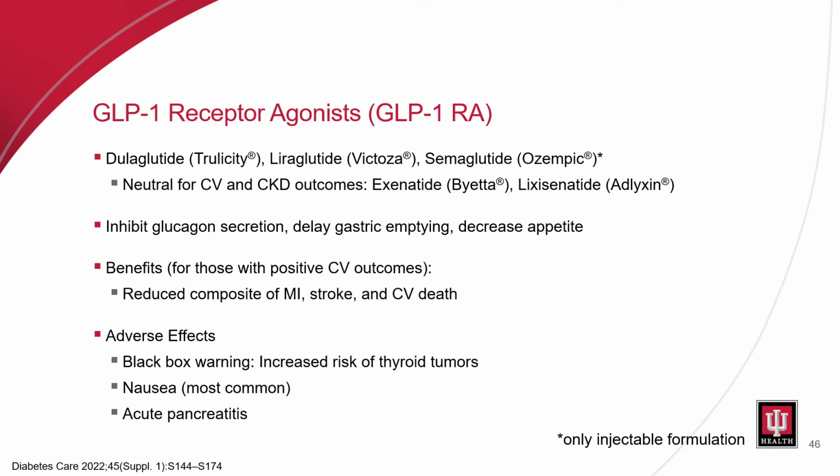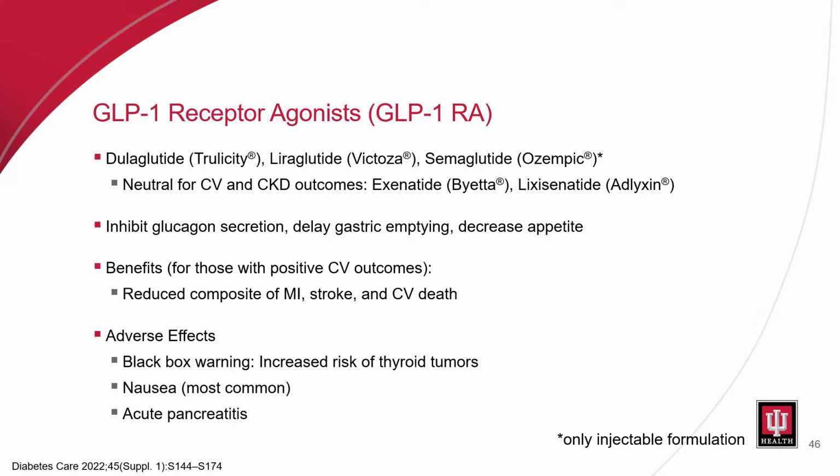The GLP-1 receptor agonists, or GLP-1 RAs, are dulaglutide, Trulicity, liraglutide, Victoza, and semaglutide or Ozempic. And the injectable formulation only, or subcutaneous, is what provides those cardiovascular benefits for patients. Those with neutral cardiovascular and CKD outcomes are exenatide or Byetta, or lixisenatide or Adlyxin, and then the oral formulation of the semaglutide or Ozempic.